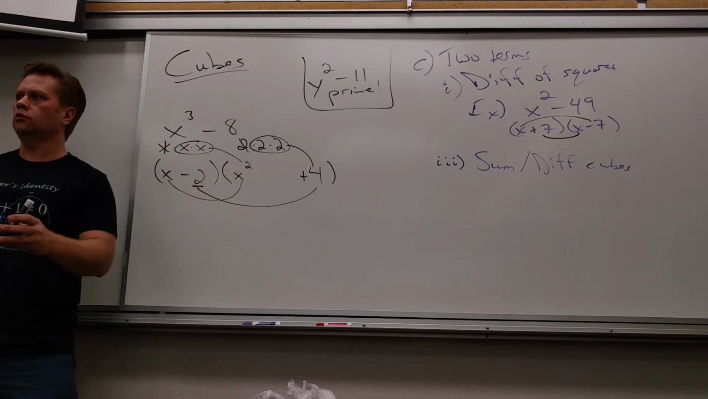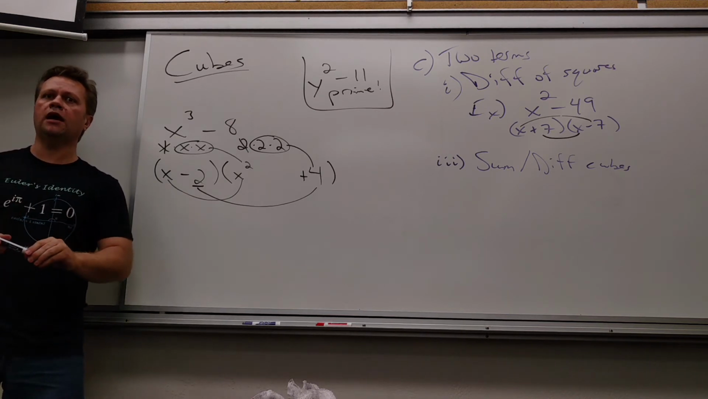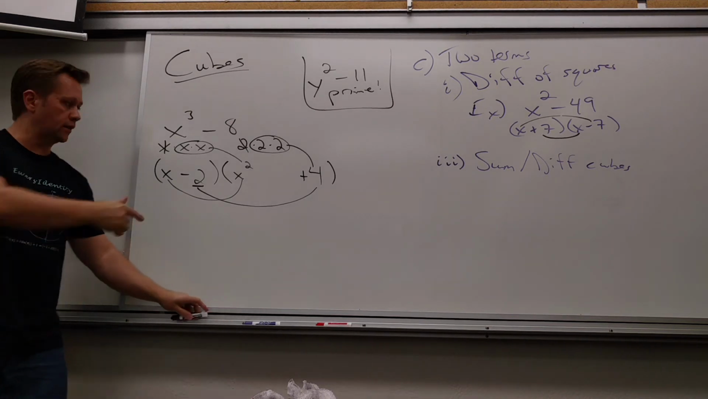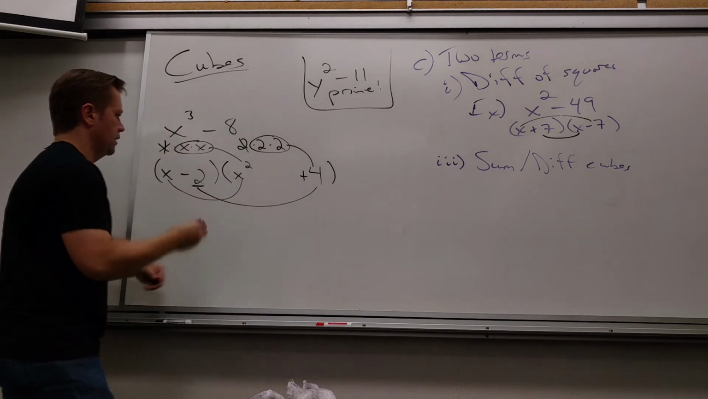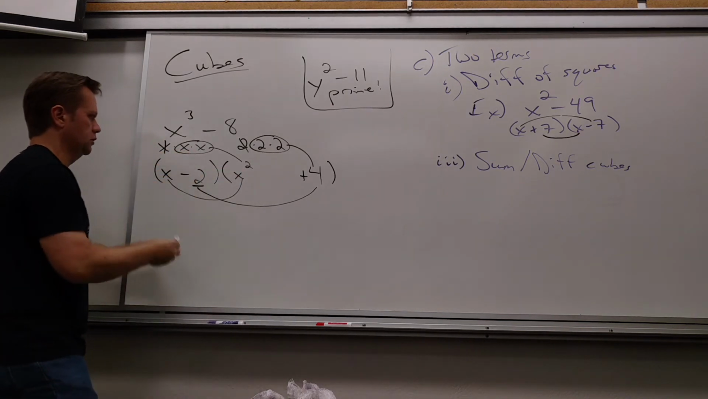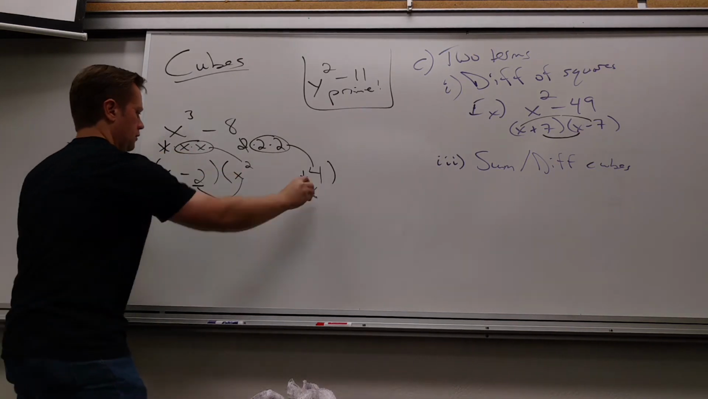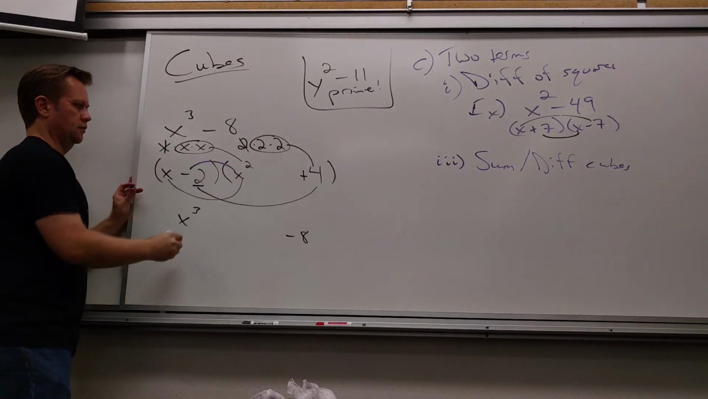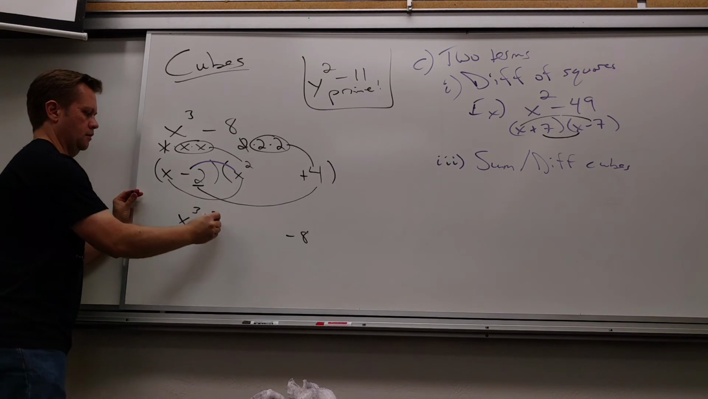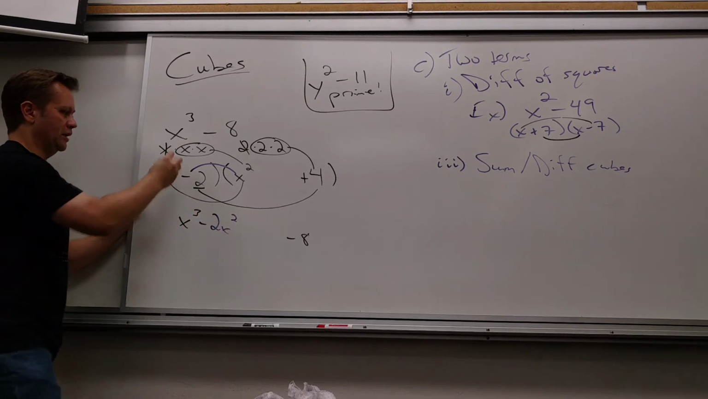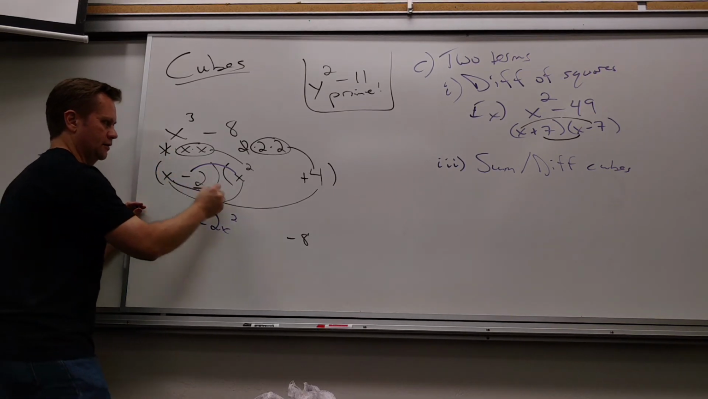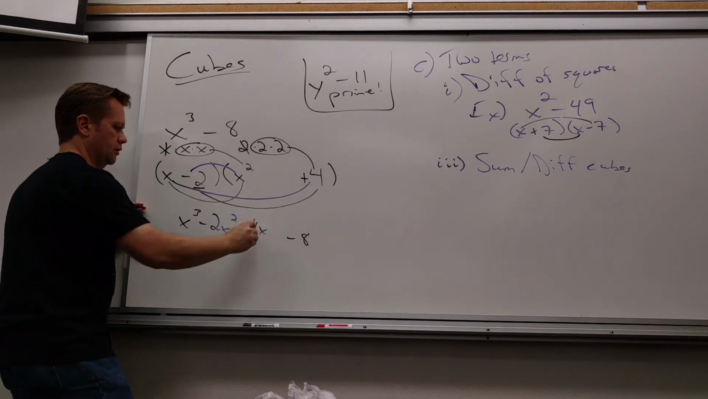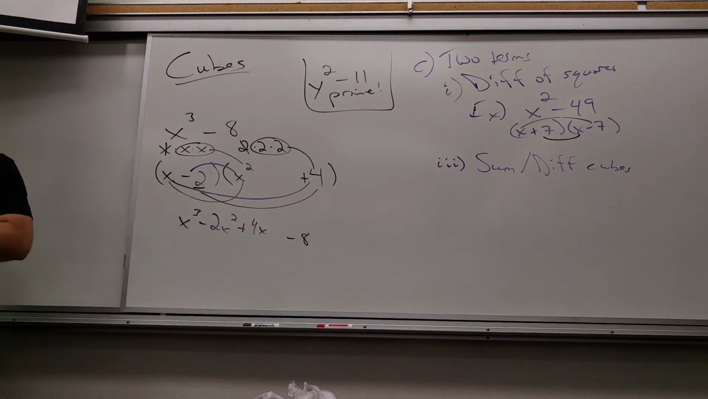Because I got everything I want. Well, you got everything you want, but you got more than you want. That can't be the right answer, because I do get x cubed, check. I do get minus 8, check. But I also get 2x squared, and I also get 4x. Right? So that's why you can't just stop there. It's got more work to do.